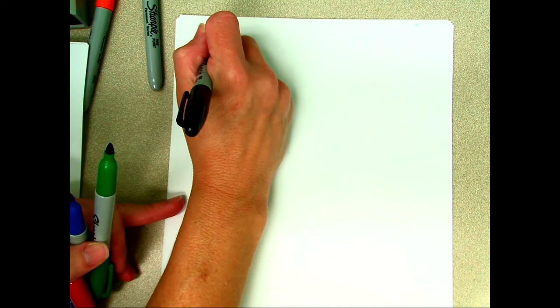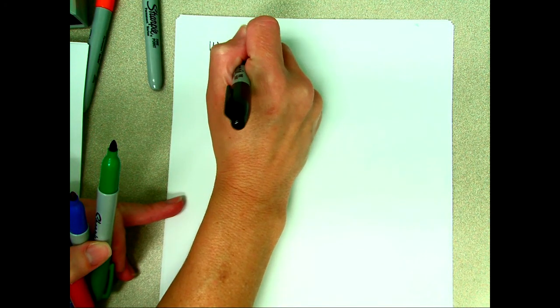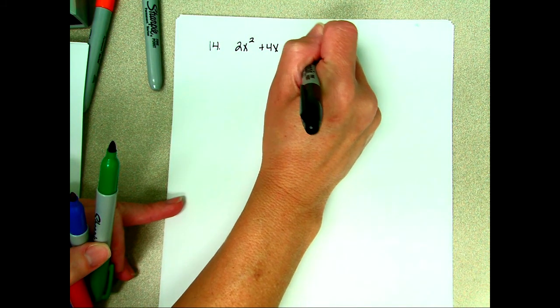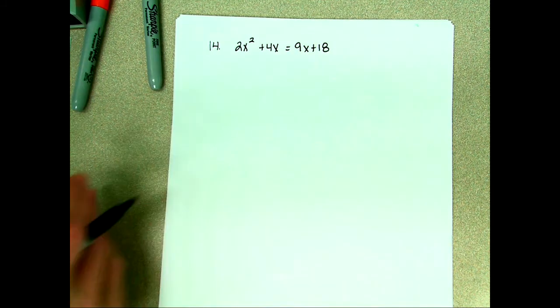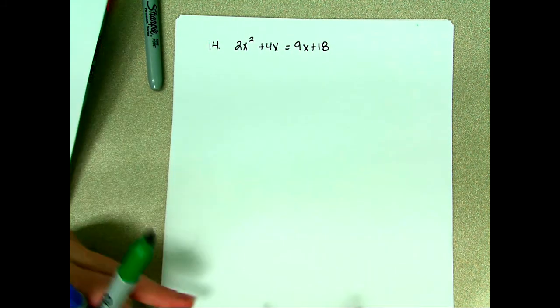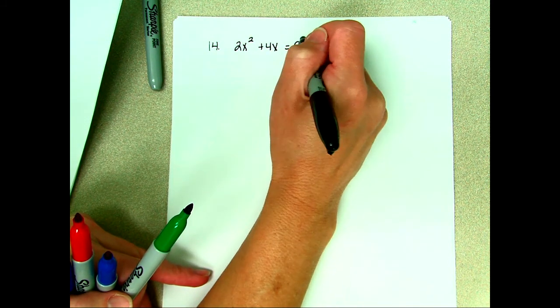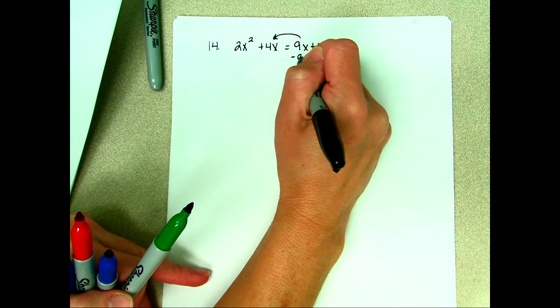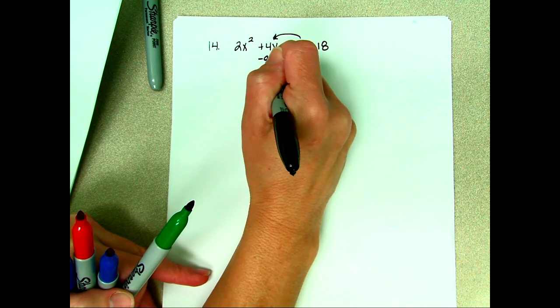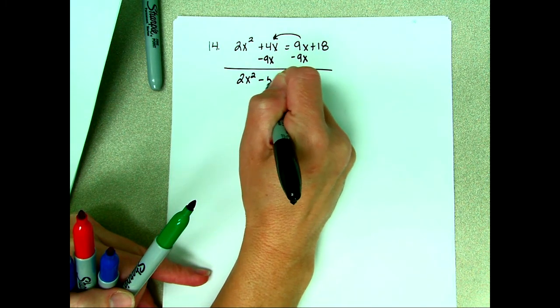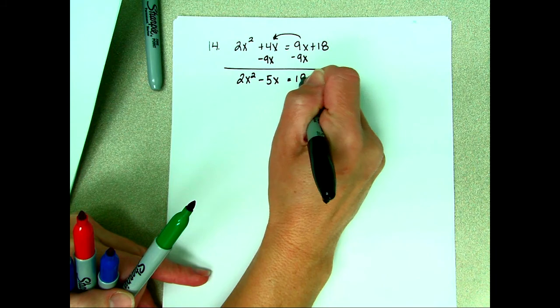Number 14. 2x squared plus 4x equals 9x plus 18. Recognize we have a quadratic with the x squared term. Let's put all our terms on one side. Subtract 9x. So you have 2x squared minus 5x equals 18. Set it equal to 0.